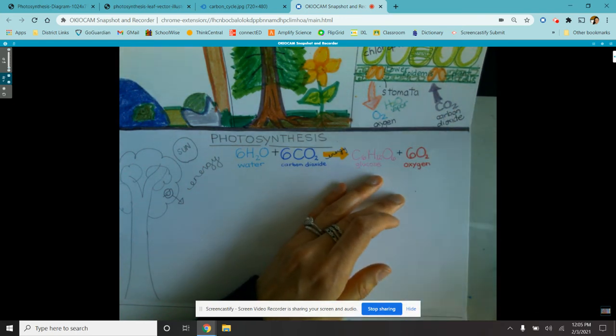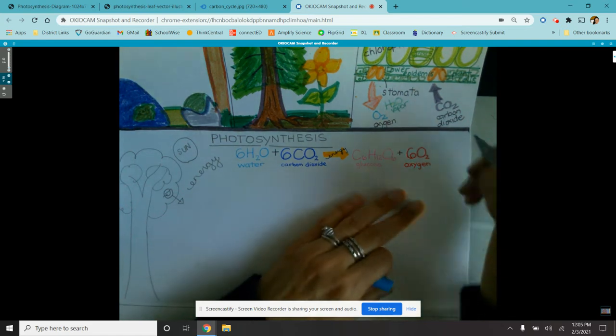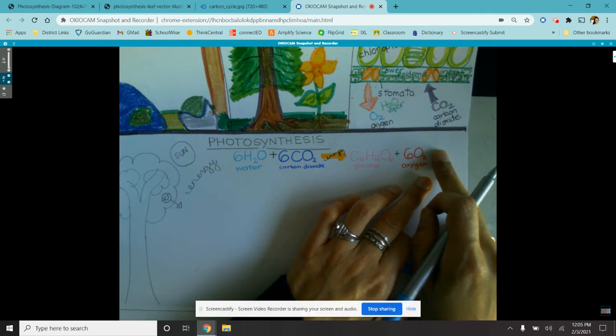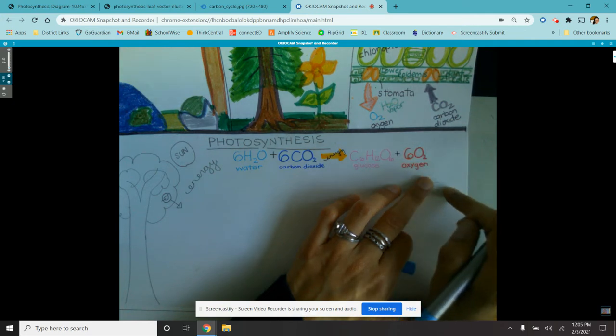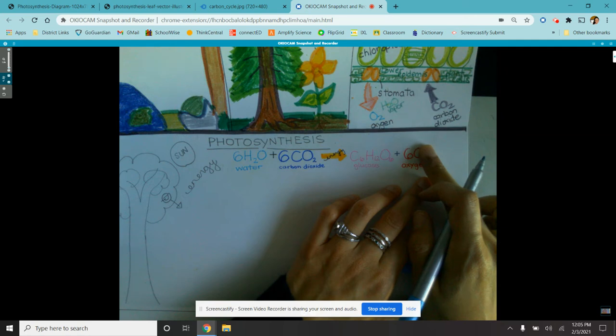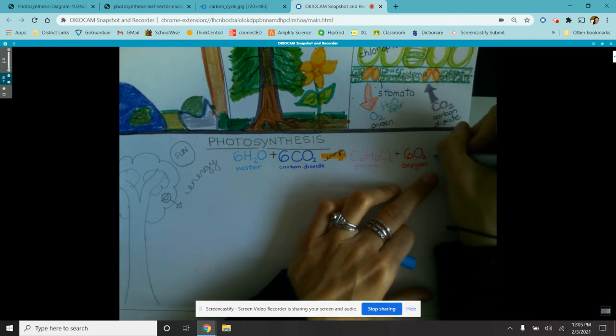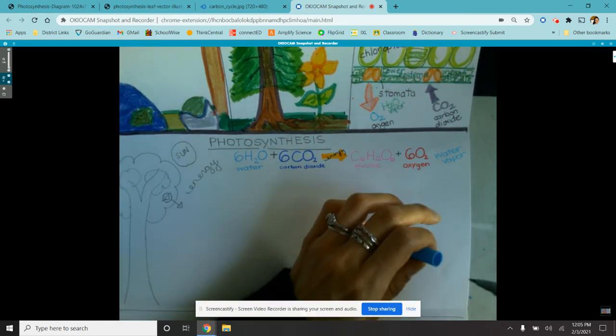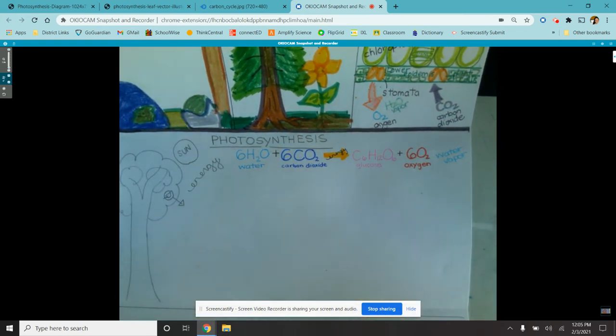And we get water vapor. And water vapor, yes, it's H2O, but the process is called transpiration, and that water vapor is released. But it's not an actual molecule, like an actual water droplet, going up the plant. All right, so this is our chemical equation for photosynthesis. Now we're going to draw this on our paper.